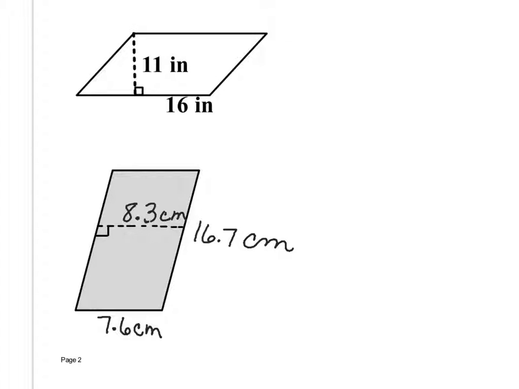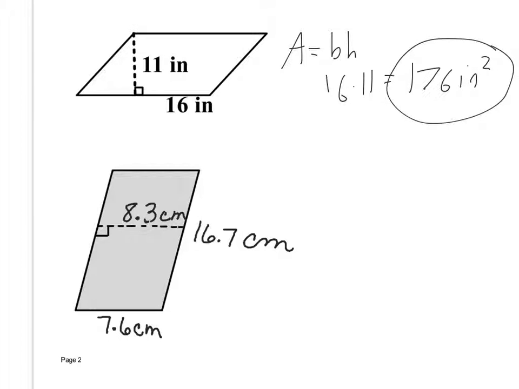All right, so the first one here is a parallelogram. I just need to find the area of a parallelogram. We just take the base times the height. So 16 times 11 is 176. Now be aware what your units are. Here the units are inches. So since it's area, it's a square unit, so it's inches squared, or square inches.